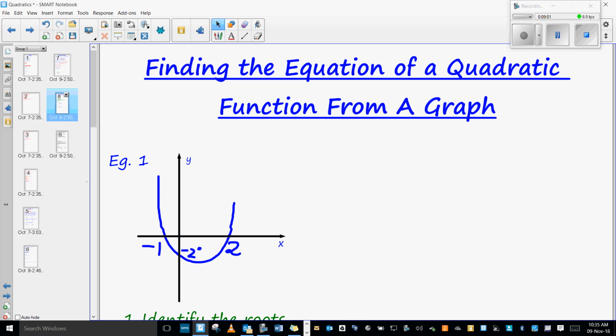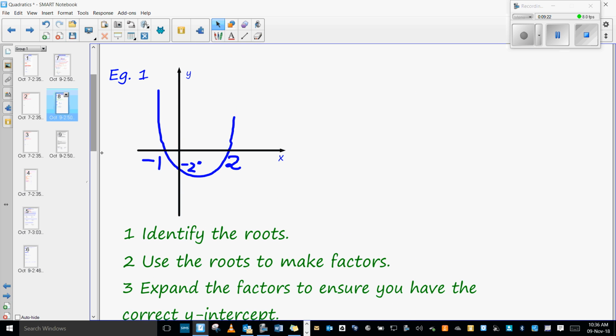Let's talk about this as well. Sometimes you are asked to identify the equation of a function from the graph. Okay, so you need to look at this and know what is going on with it. So, I know it's a parabola. We're going to identify the roots. What are my roots for this one? Not a trick question. 2 and negative 1, yeah?